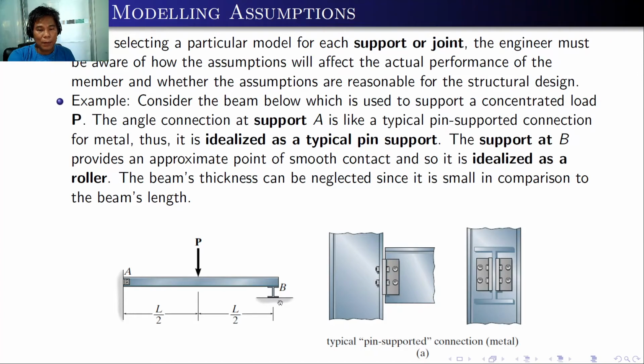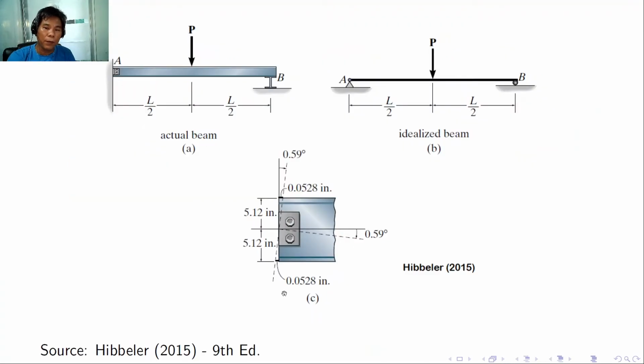Take note the beam's thickness can be neglected since it is small in comparison to the beam's length. If you have to apply some loading for the beam, here we have the concentrated load P, so we also copy the concentrated load P, and the beam can be idealized as a stick model, and as we mentioned earlier, support A is a pin support, support B is a roller support. So here is the idealized beam for our actual beam on the left. So as you can see, if you have to apply some quantities for P, this will result in some rotations, although the rotation is quite small, which is tolerable for the beams that we are analyzing.